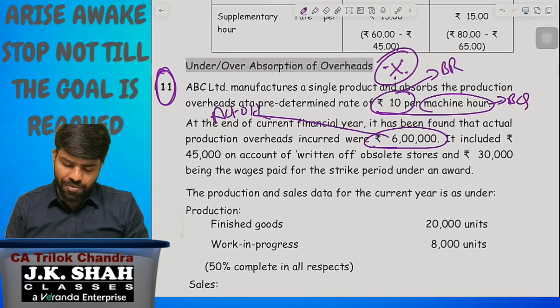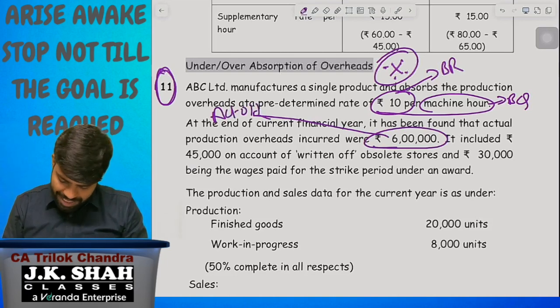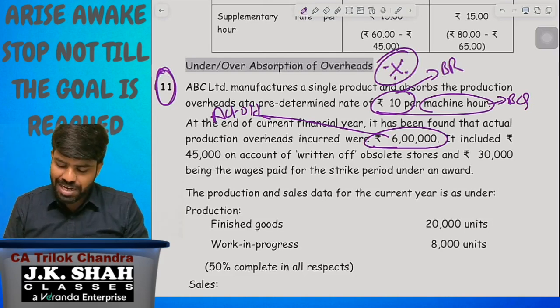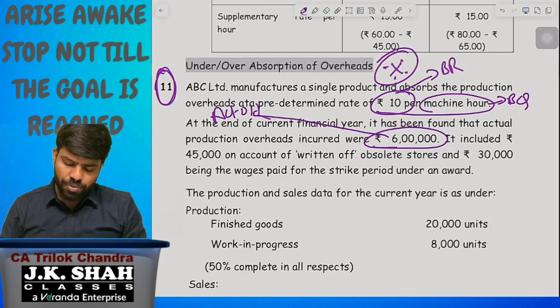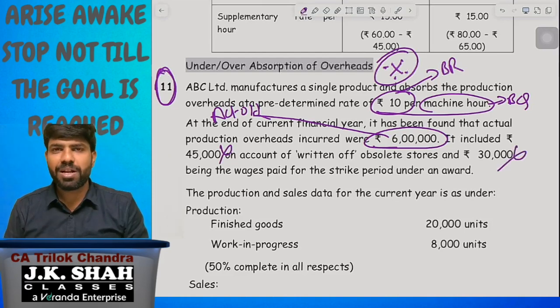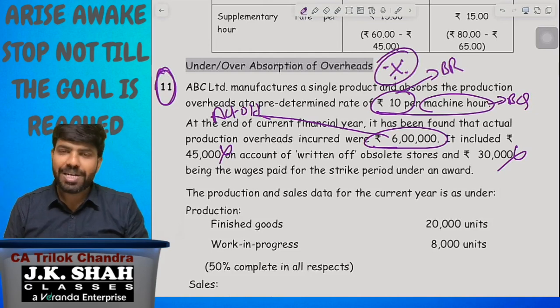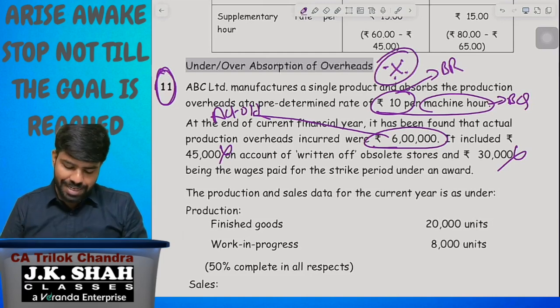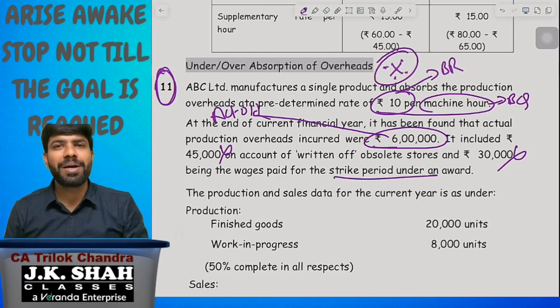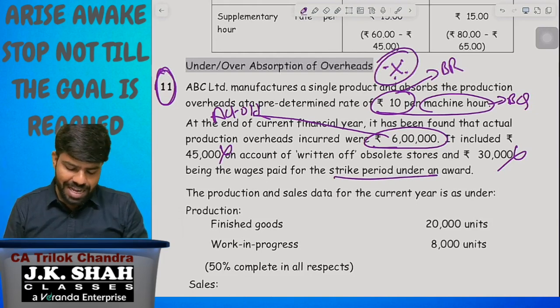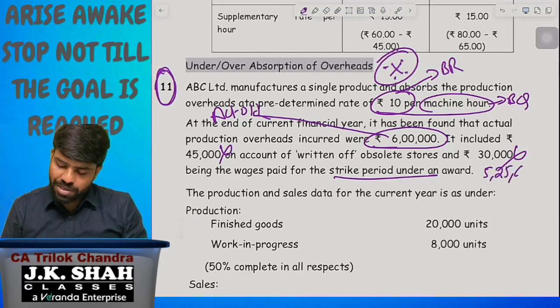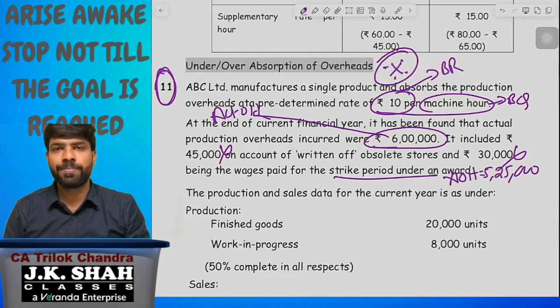It included 45,000 on account of write-off of obsolete stores and 30,000 being wages paid for strike period under an award. So what we need to do, these things are not overheads. Some other expense incurred, exclude that. 45,000 due to obsolete stores is a material loss. Why should we consider it as an overhead? Next, 30,000 due to strike period wages is regarding labor. So exclude those. 6 lakhs minus 45,000 minus 30,000, together 75,000. 5 lakh 25,000 is the actual overheads that need to be considered.